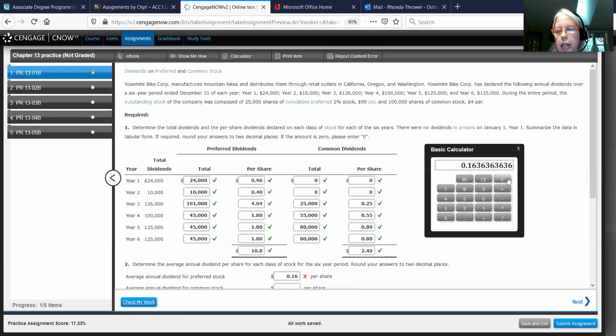Okay, let me try that again. I'm going to take my $10.80 and divide it by 6 years, and that will give you $1.80. That's the correct amount that they want in the box in Cengage.